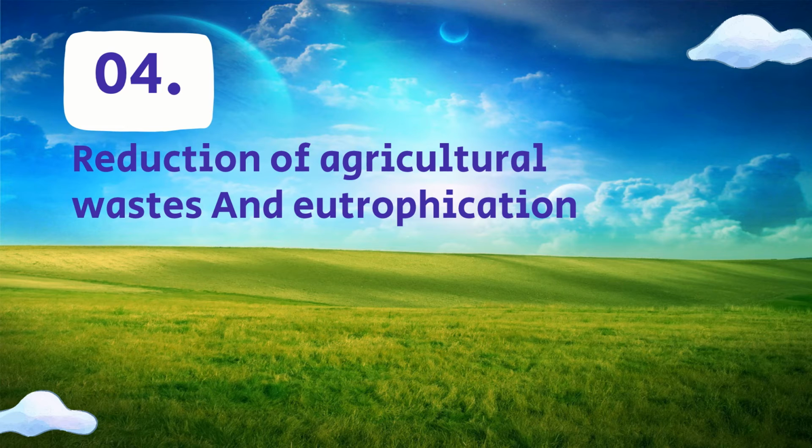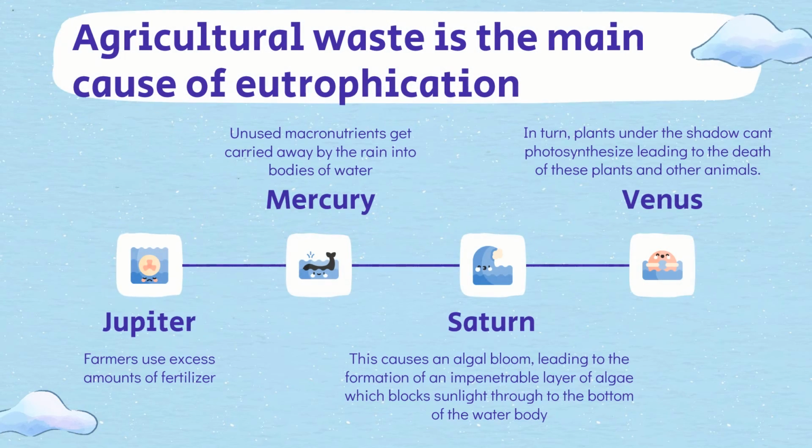Finally, we have to talk about agricultural wastes and eutrophication. Waste is the main cause of eutrophication. When farmers use an excess amount of fertilizer, unused macronutrients like nitrogen and phosphorus get carried away by the rain into bodies of water. This causes an algal bloom, leading to the formation of an impenetrable layer of algae which blocks sunlight to the bottom of the body of water.